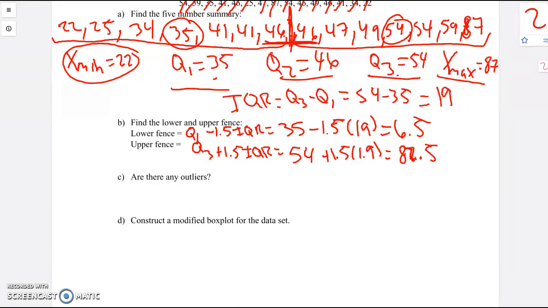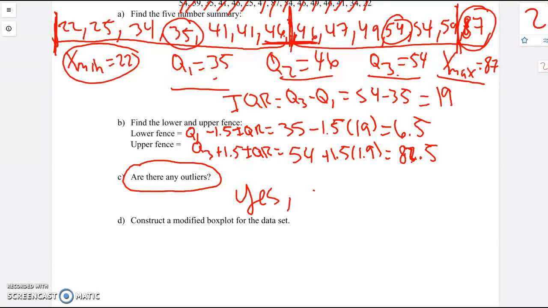Are there any outliers? Well, let's see. 6.5 is going to be a little bit over here, and this is where 82.5 is, around here. Is there any outlier? Yes. This looks like a potential outlier. So yes, 87 seems like it's going to be an outlier. I wrote it down wrong.